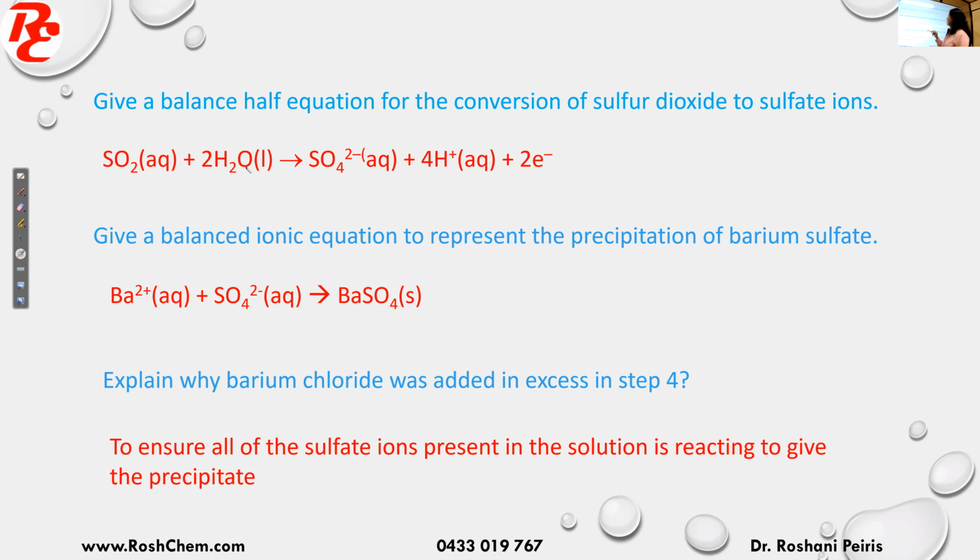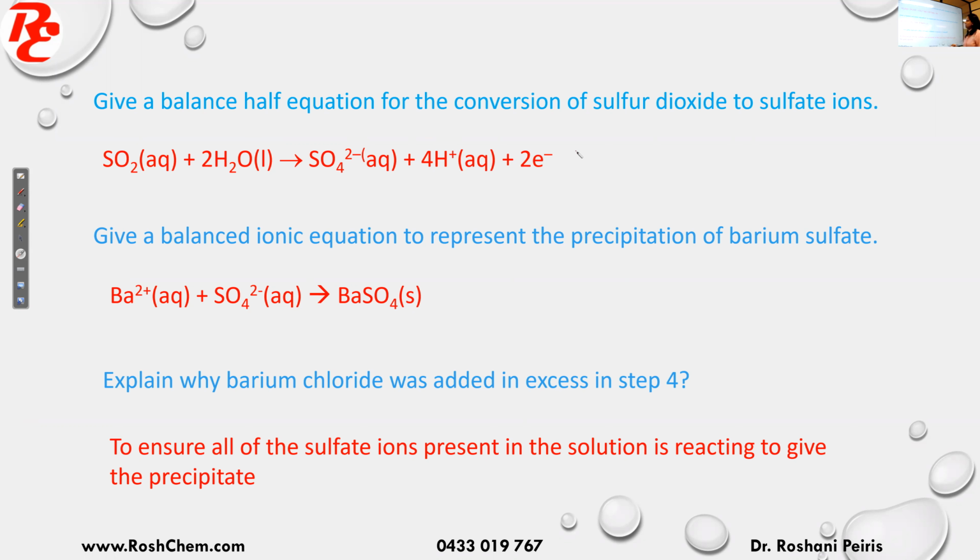So now how many hydrogens do I have? 2 times 2, 4 hydrogens. So I can write 4H+, because to balance hydrogens I'm using H+ ions, and then 2 electrons. So how many electrons now? This side has no charge. The other side is 2- and 4+, which means 2+. Therefore, I put 2-, which is 2 electrons, to balance that. So that is the oxidation of sulfur dioxide to sulfate ions.